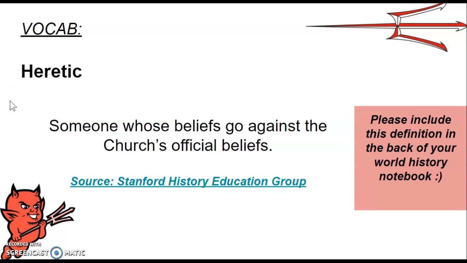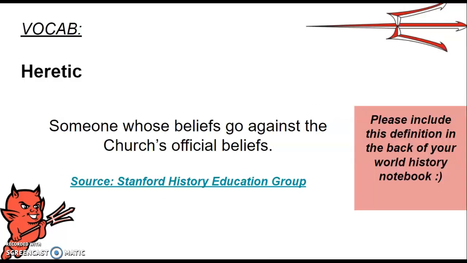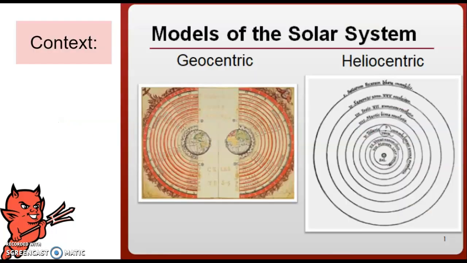A heretic is someone whose beliefs go against the church's official beliefs. So in order to get at this DBQ question, was Galileo really a heretic? We're going to be answering, was Galileo really somebody whose beliefs went against the church's official beliefs? So that's what we're going to be grappling with today.